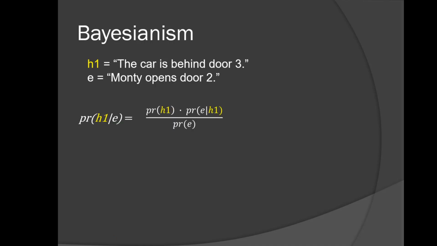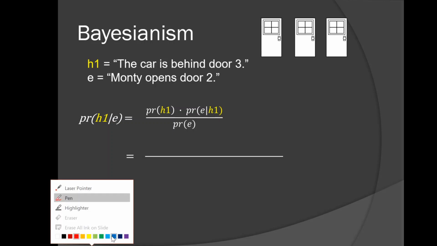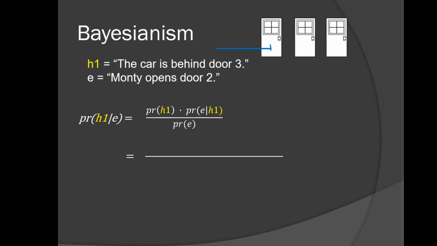So here's Bayes' theorem with H1 in place of simple H. The probability of H1 given E is the probability of H1 times the probability of E given H1, divided by the probability of E. We're going to keep these doors up here to help us walk through these prior probabilities. So we have up here door 1, door 2, and door 3. And let's keep in mind that you chose door number 3.